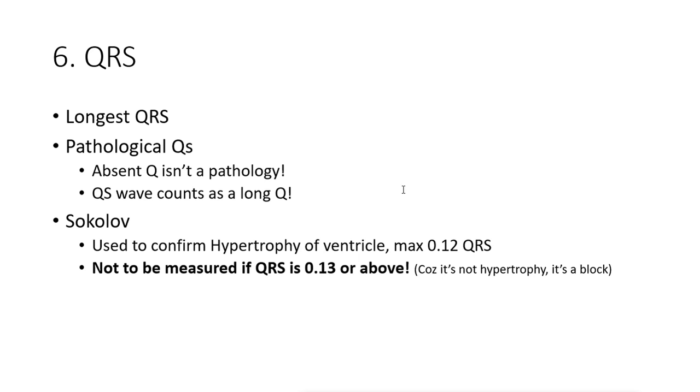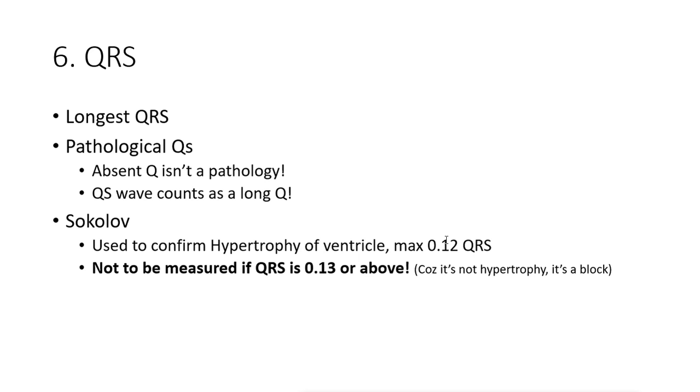Next is Sokolov. Sokolov is used to measure if there's any hypertrophy of the ventricle, and very important are the specific numbers, okay? If the width of the QRS complex is up to 0.11, then it's okay. If it reaches 0.12, then it is hypertrophy of the ventricle. The ventricle is too big, and so it's causing prolongation of the contraction, okay?